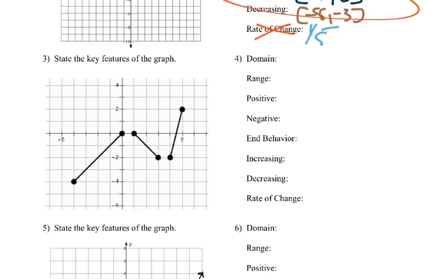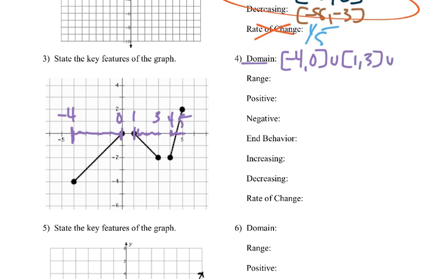All right, second graph. Our domain here: the furthest left we go is -4, and then my graph exists until 0. Then we take a jump, and we start again at 1 to 3, and then jump again from 4 to 5. So I have 3 sections in my domain: -4 to 0, then 1 to 3, then 4 to 5. For our range, the lowest point we go is -4, and then my graph exists until we get to 2. So -4 to 2 for our range.